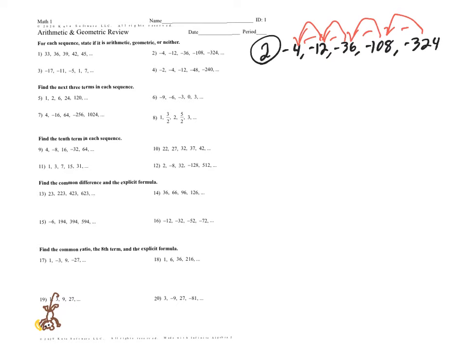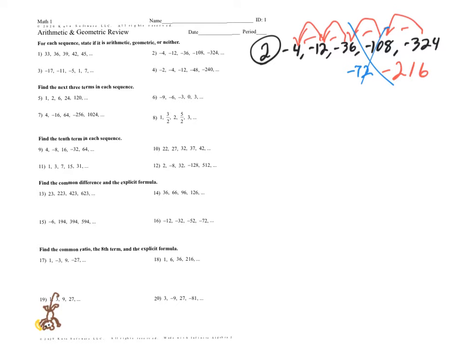So we do negative 324 minus negative 108. And I get negative 216. And then I'm going to do negative 108 minus negative 36, and I get negative 72. This means automatically it is not arithmetic, because I got a different number the first and second time. That means the subtraction test failed.